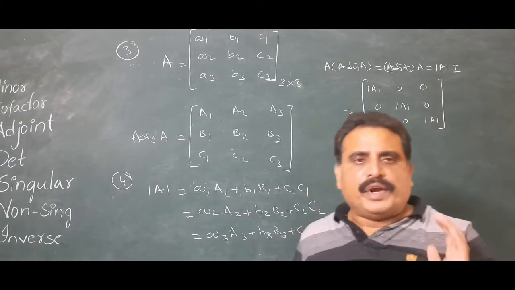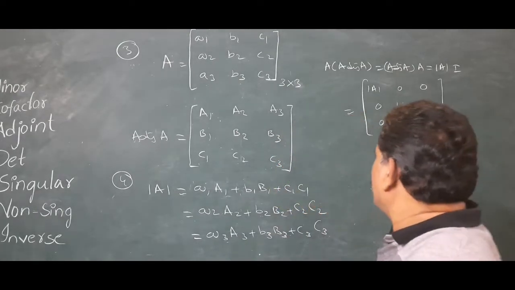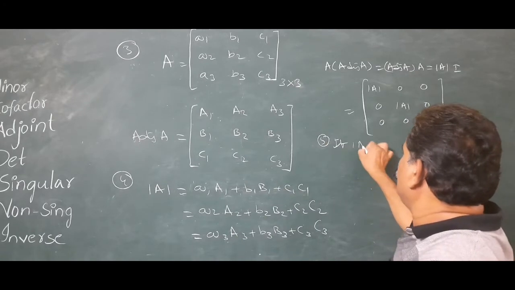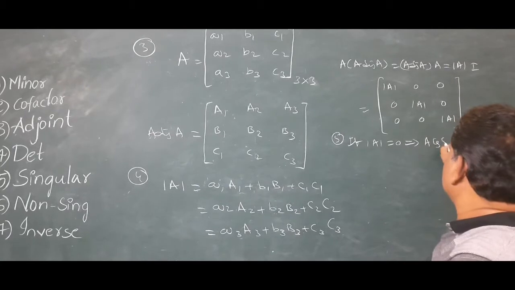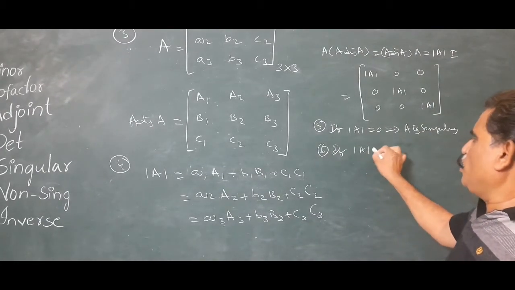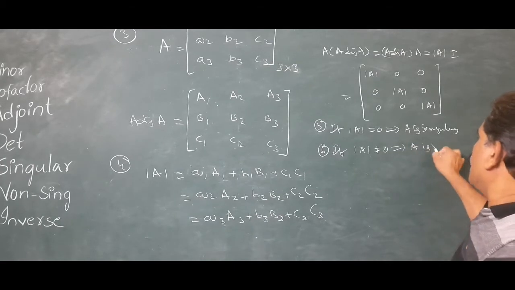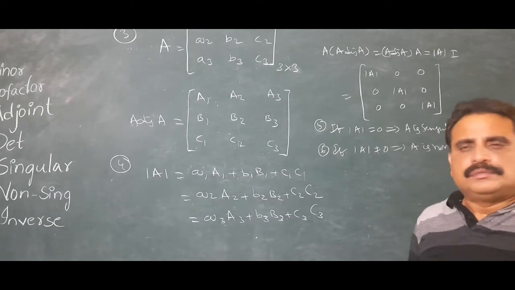Now, we discuss the definitions: singular and non-singular matrices. That is the fifth point. If det A equals 0, then it is called a singular matrix. Sixth point: if det A is not equal to 0, then A is called a non-singular matrix.